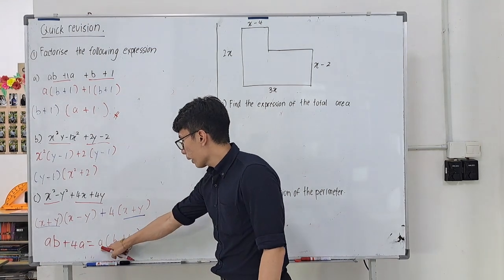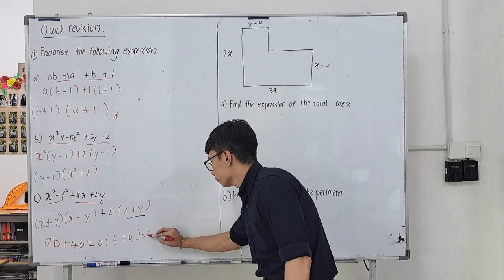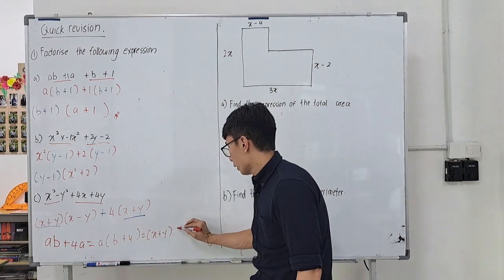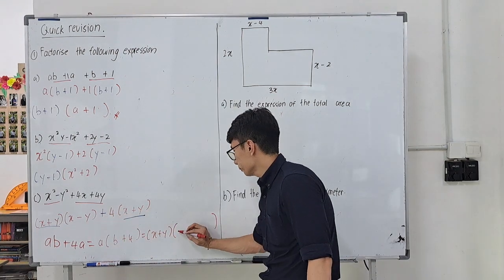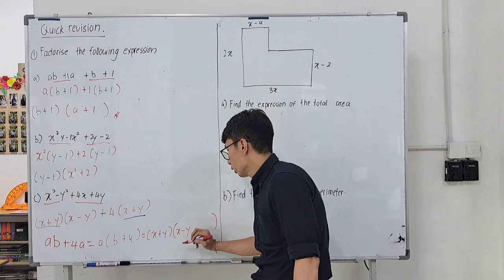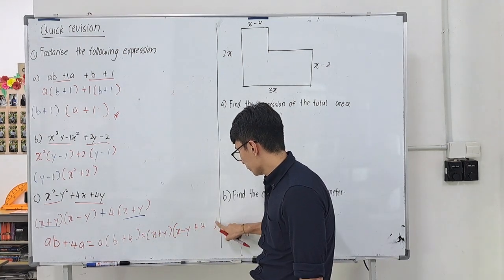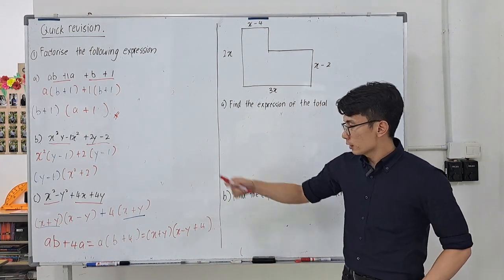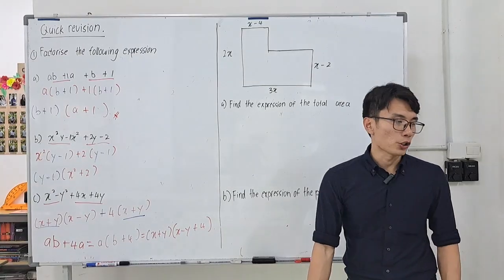Now we are going to open back up our A and B. Our A in this case is x plus y. And then I have another big bracket, so my B is x minus y. And plus 4 is just plus 4 over here. Okay? So that's the final answer, and this is the practice for pairwise factorization.